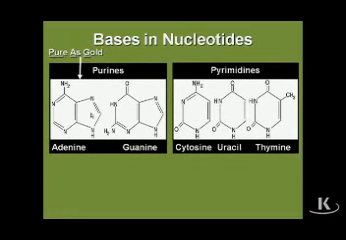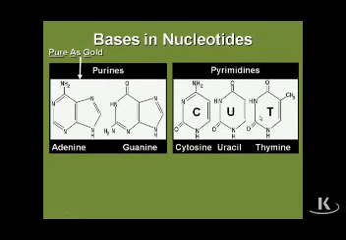So for the pyrimidines, we use the mnemonic CUT, C-U-T, for cytosine, uracil, and thymine. Those are the three pyrimidine bases.